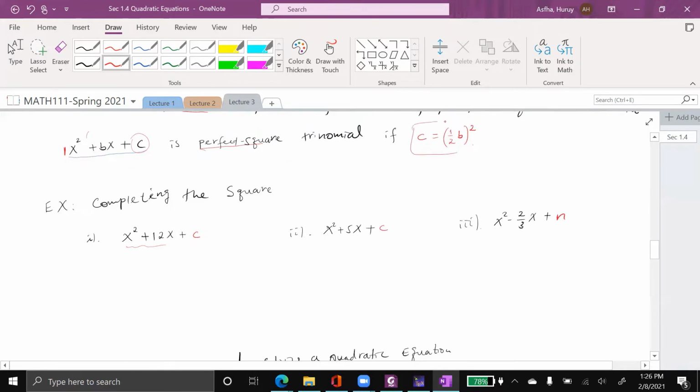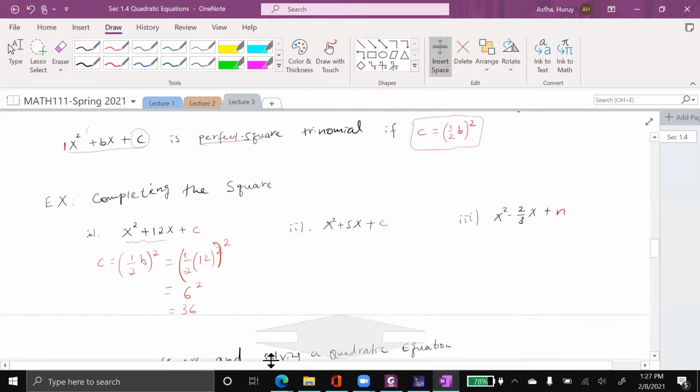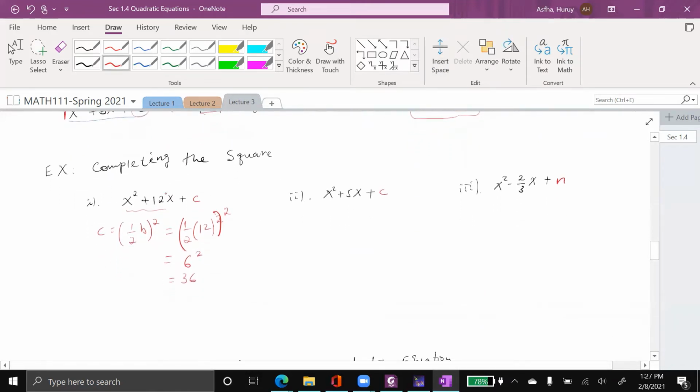Well, this is the property now. We know c has to be half of b, squared. And half of b, in this case, is 12. And the whole square, not only that one. Half of 12 is 6, so 6 squared. And this is 36. Okay. Therefore, this is x squared plus 12x plus 36. So this is a perfect square trinomial. Now we made it a perfect square trinomial.